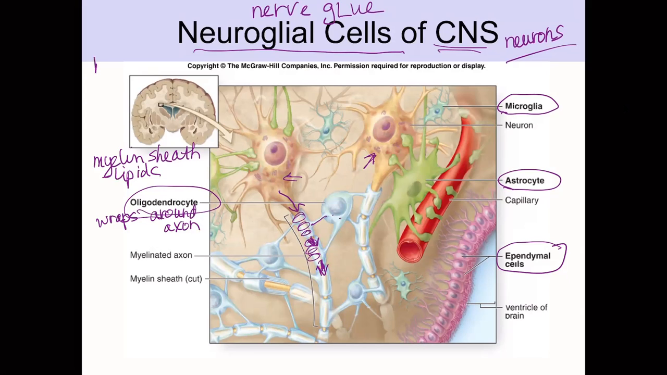Okay, now MS, multiple sclerosis, is a disease of the myelin sheath, where the myelin sheath gets damaged. So then the information doesn't travel as quickly.